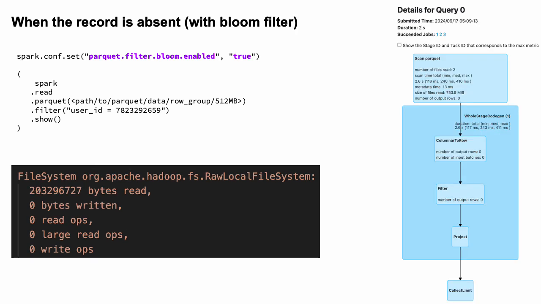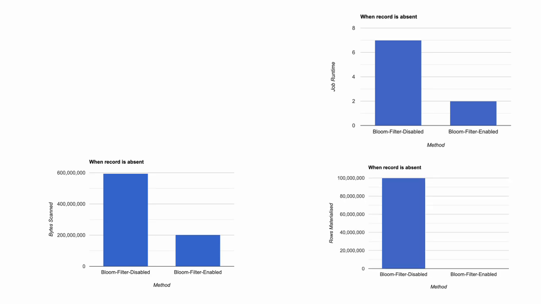But when the Bloom filter is enabled, we see that the bytes scanned becomes less than 200 MB. There was no record materialized because by scanning the Parquet, all the row groups were skipped, and it took just 2 seconds. Now, if you are wondering from where this value of close to 200 megabytes comes, this is because the Bloom filter has to be scanned.